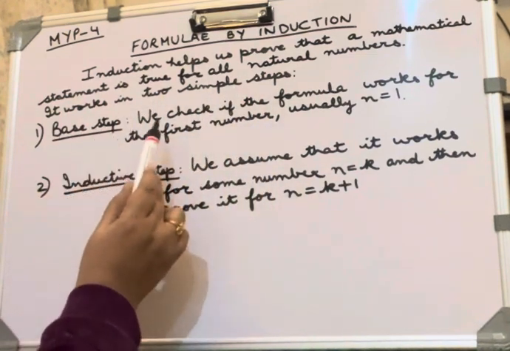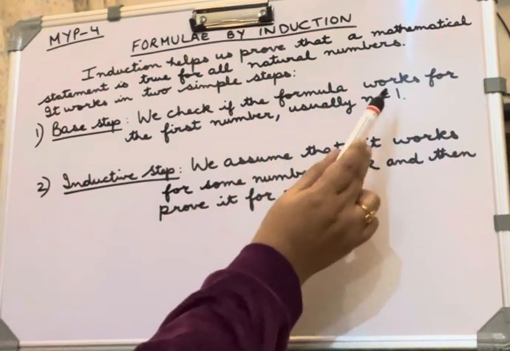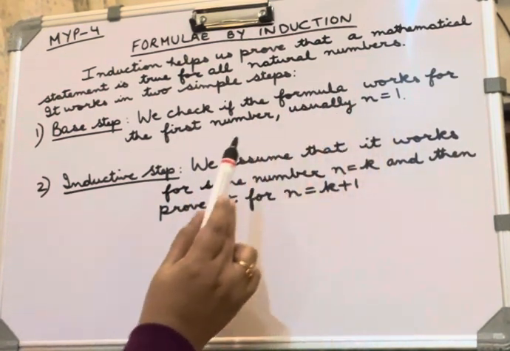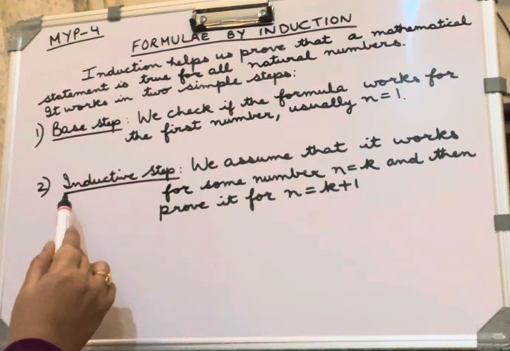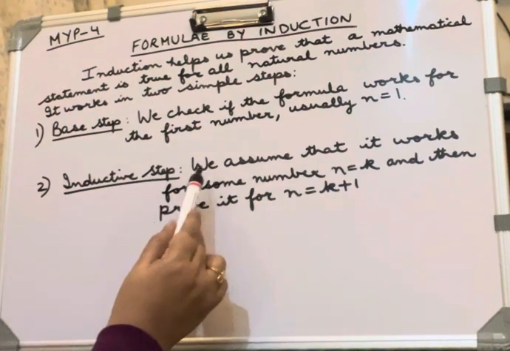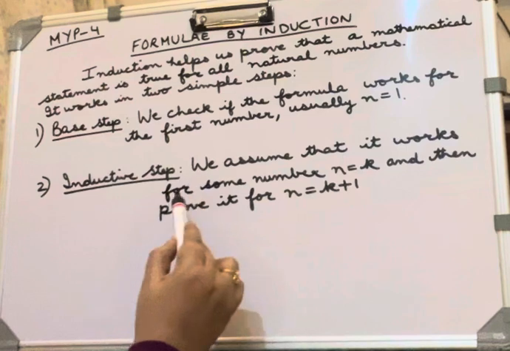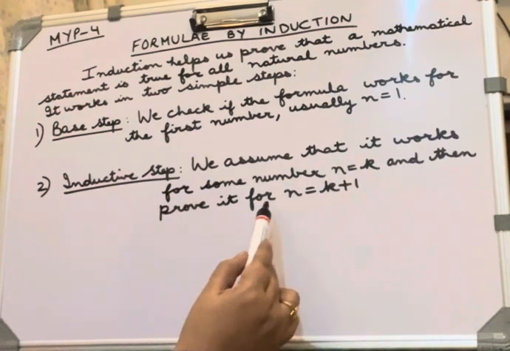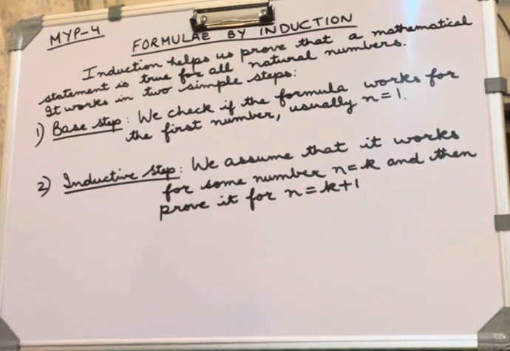Base step. We check if the formula works for the first number, usually n is equal to 1. And next, the inductive step. We assume that it works for some number n is equal to k and then prove it for n is equal to k plus 1. So let's begin solving a problem.